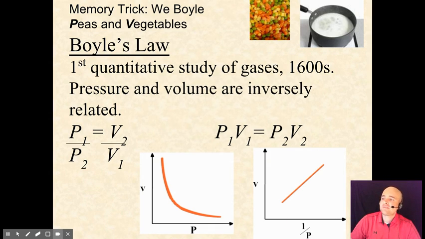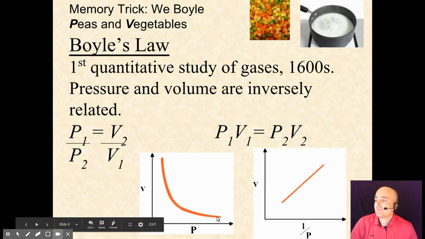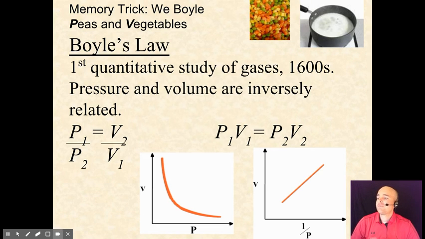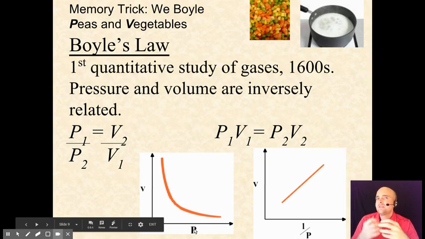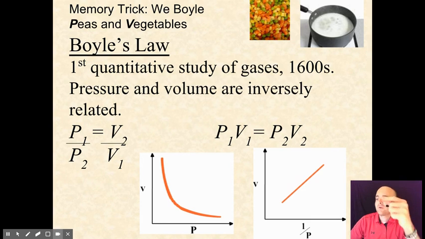Remember, you boil peas and vegetables. We can show graphically that this will appear as an exponential decay. That's the type of graph you would see. If you took the reciprocal of all of those pressure data points, flipped them and took 1 over those values while keeping the same data, you would get a straight line instead. You're going to see that mathematical relationship in college a lot too.